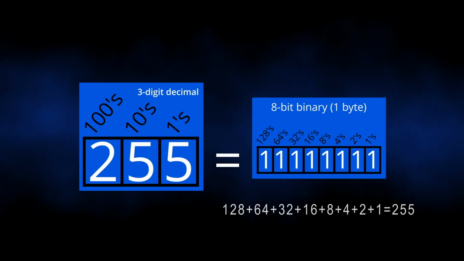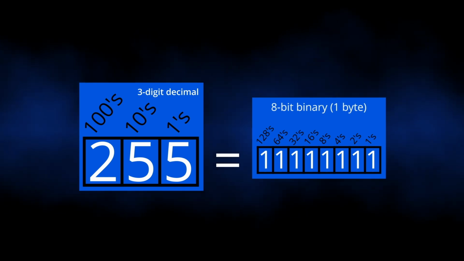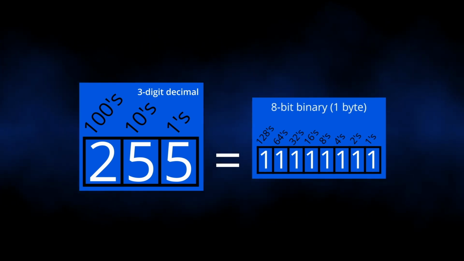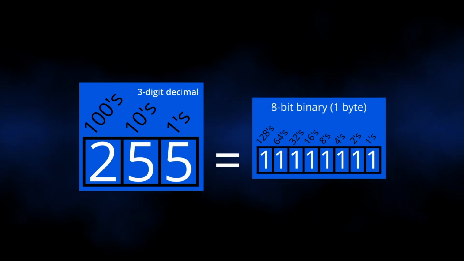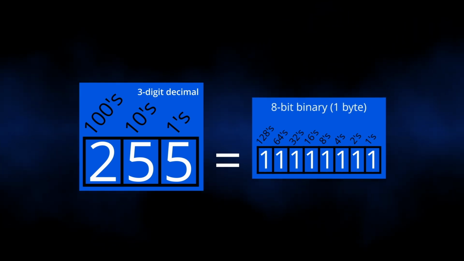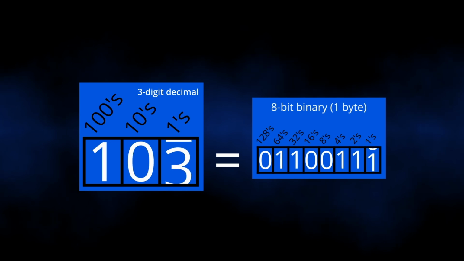Therefore, 8 bits in binary, or 1 byte, can represent the values 0 through 255, and it does that with 8 places, each of which can have the symbol 0 or the symbol 1. And this is binary, or the base 2 number system.